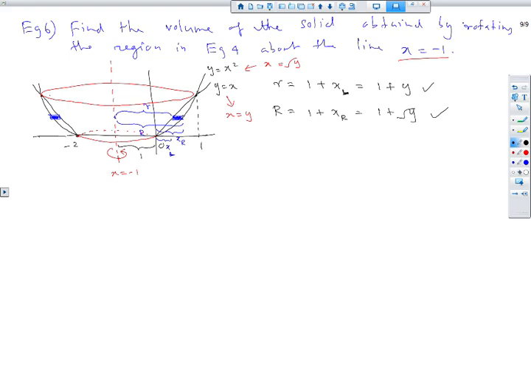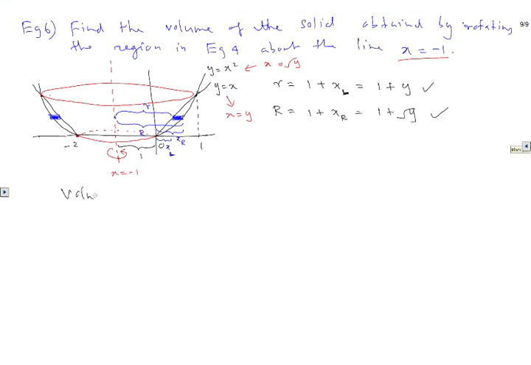So the volume is okay, so let's think about the limits. We need to think about the limit. You can see that the disk, the washer, is moving up and down. That means it's a dy problem, so we need the limit of y. So what are the limits of y?